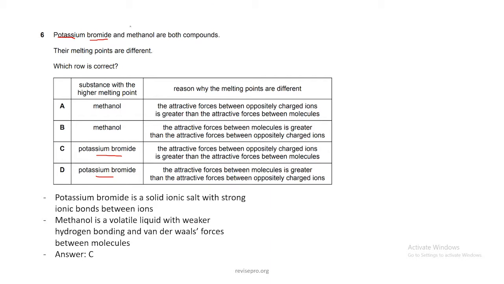Like I said, the potassium ions and the bromide ions form the ionic lattice, and there is a very strong attractive force between these oppositely charged ions, much greater than the attractive force between the molecules of methanol that holds the molecules together to form methanol liquid. So you know that C is going to be your answer.